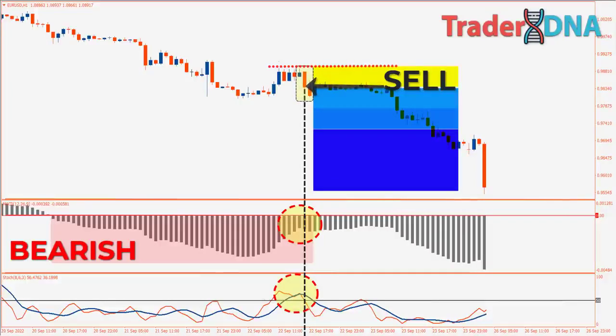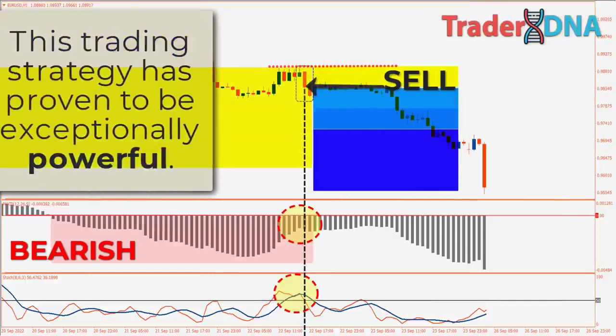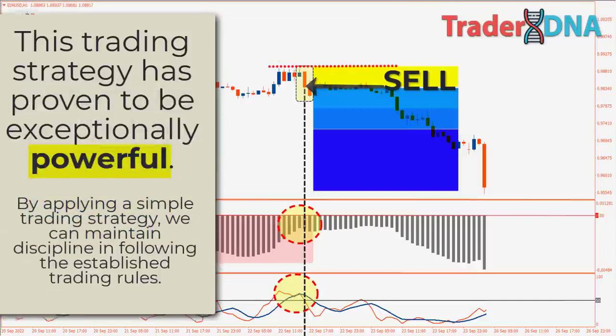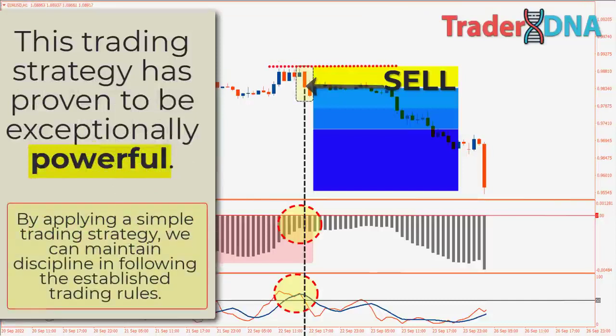As we've observed together, this trading strategy has proven to be exceptionally powerful. It is straightforward to comprehend, easy to implement, and boasts a high probability of success. You may recall the saying, the greatest ideas are the simplest, and that applies precisely to this trading strategy. By applying a simple trading strategy, we can maintain discipline in following the established trading rules. You can easily implement this strategy on any trading platform you use.